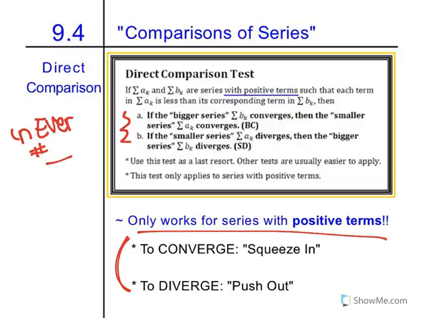The way I like to think about it is for converging, if you can prove that the bigger one converges, you can like squeeze in the smaller one, because converging, right, is getting closer and closer and closer to. And if you're talking about series, then the partial sums are getting closer and closer and closer to. So if the bigger one is getting closer and closer, then it's going to squeeze in the smaller one, and the smaller one's going to get closer and closer and closer as well.